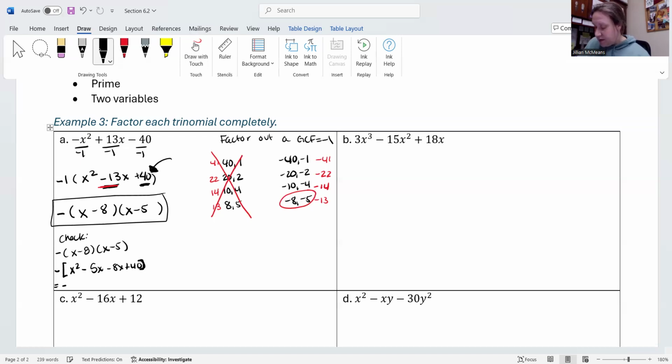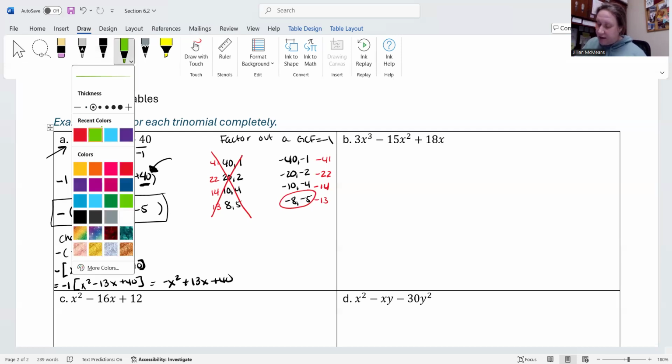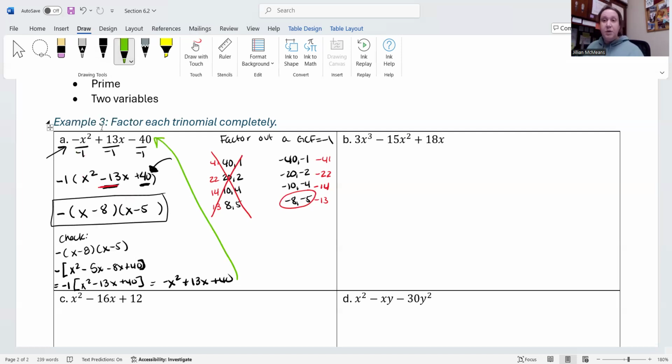Well, that simplifies to negative 1. In parentheses or brackets, we still have x squared minus 13x plus 40. But our goal is to get what we started with right here. So now we distribute the negative 1 at the end, and we get negative x squared plus 13x plus 40. And if you look carefully, that is exactly what we started with here. So we know our factoring is good. We were able to check it. Just know that this is the final answer you're looking for, what has that green star beside it.